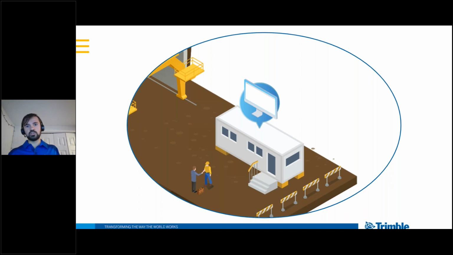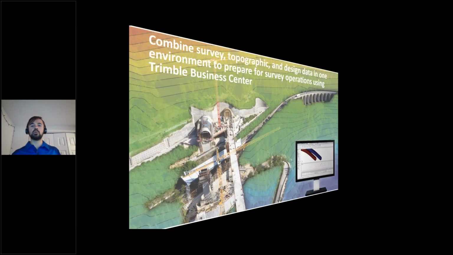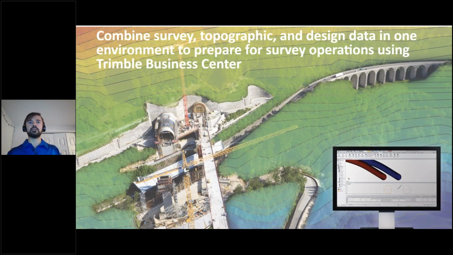Moving on, now we have all of this initial site and control data. What do we do with it? Well, we need an office software to really combine and use that data effectively, as well as process it to make sure that we have confidence in the data gathered in the field.